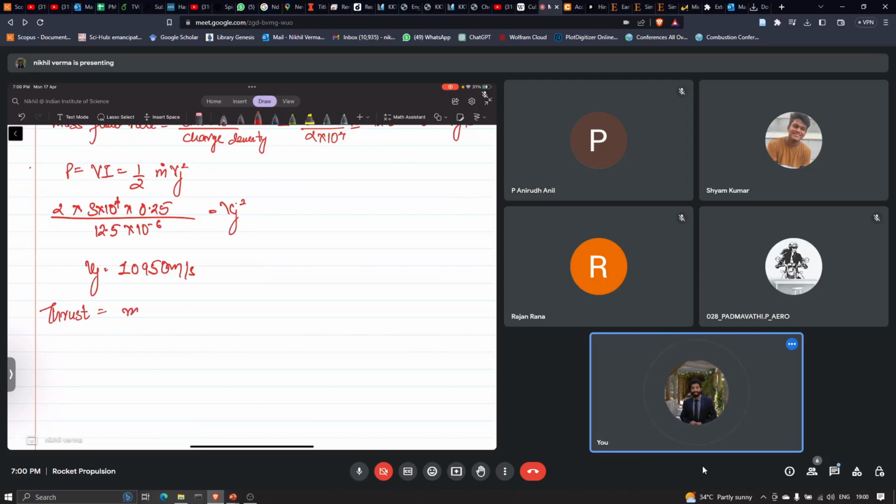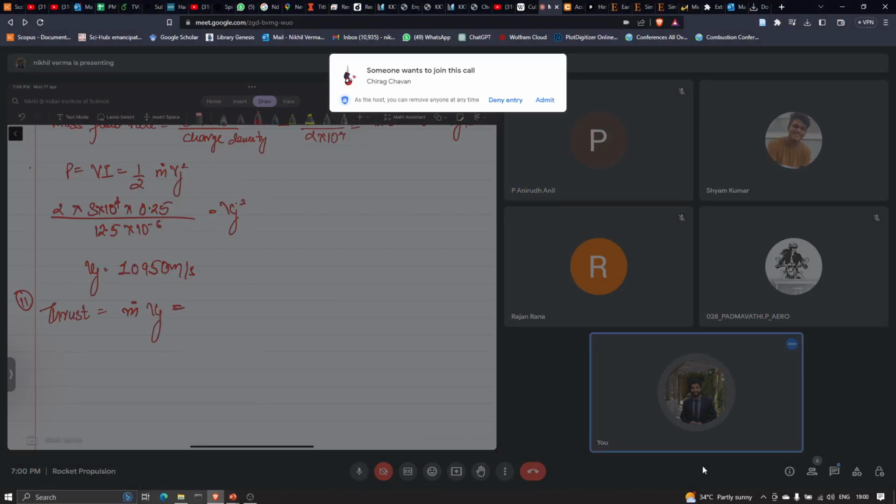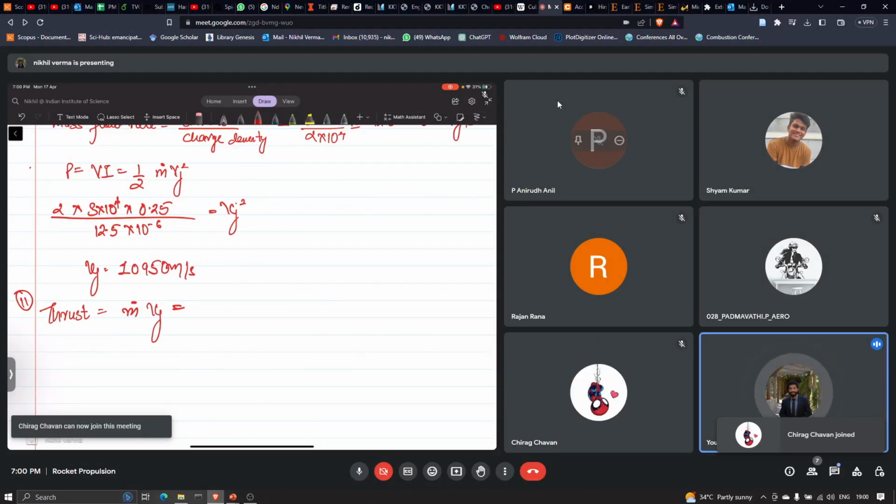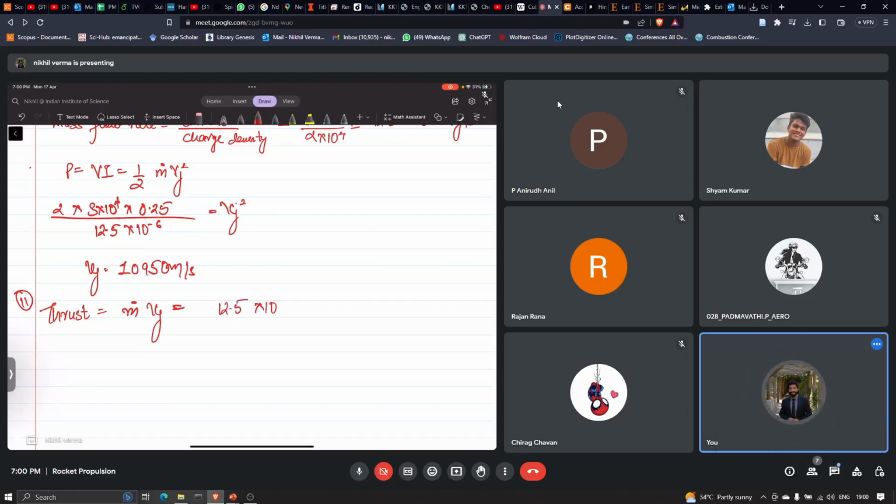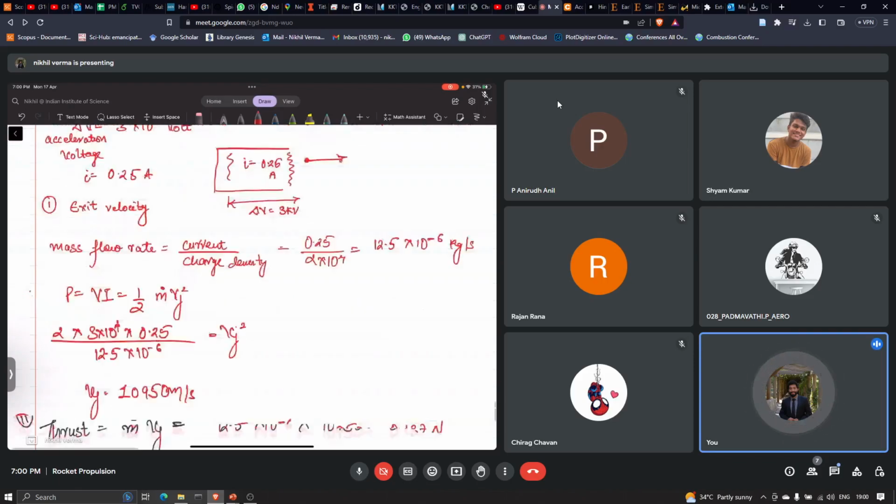Okay, now we have to calculate the thrust. The next part is the thrust, and it is m dot into vj. So this is 12.5 into 10 to the power minus 6 times 10950, and this is 7 newtons. Okay, so I hope this is clear, right?